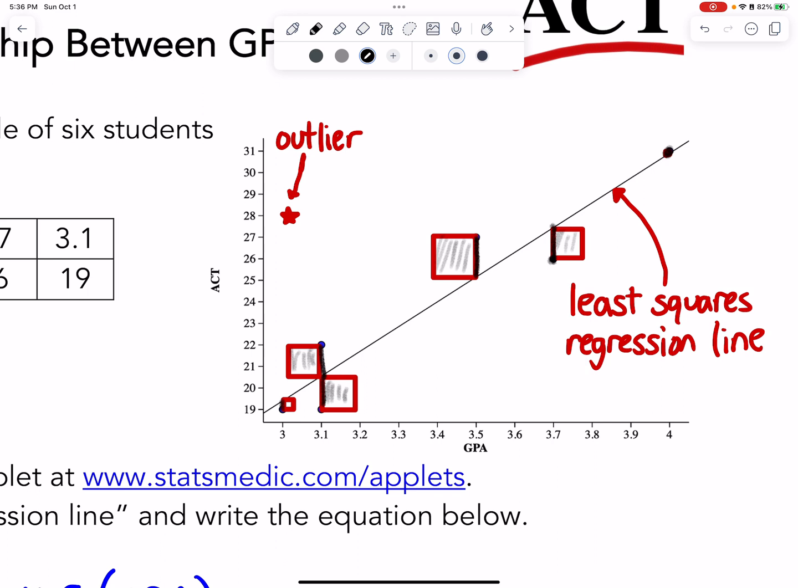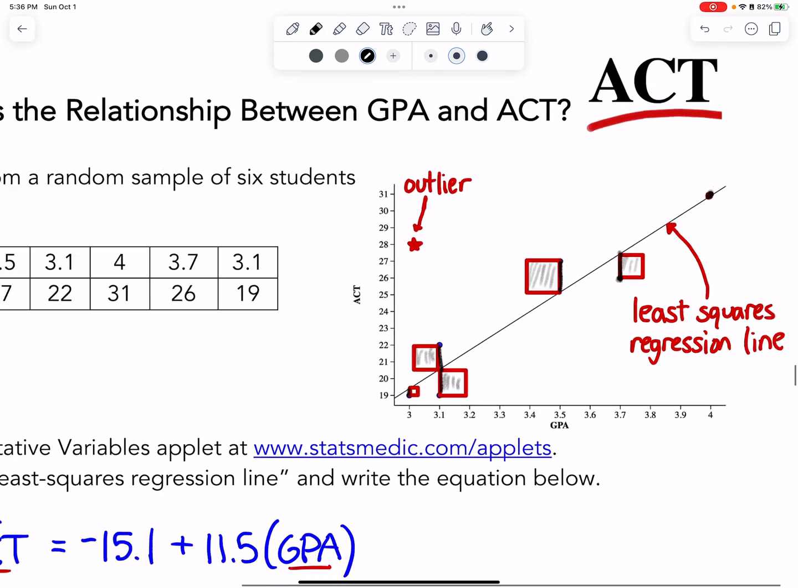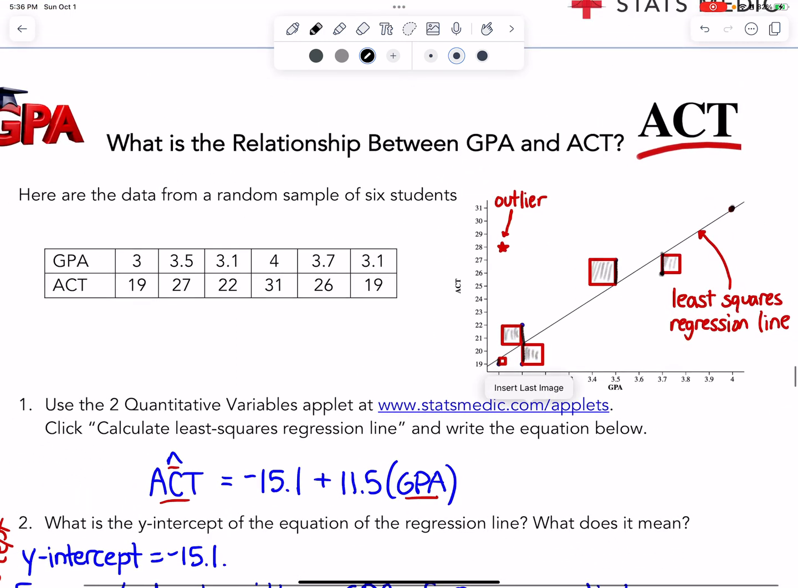What I'd like you to go ahead and do is just kind of grab the points, and you can pull them around on your calculator. In class we're going to be doing that, but it's not allowing me to do this on this one. So we might be able to do it here, actually. All right.